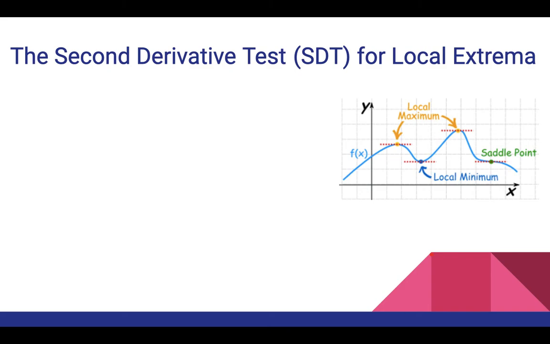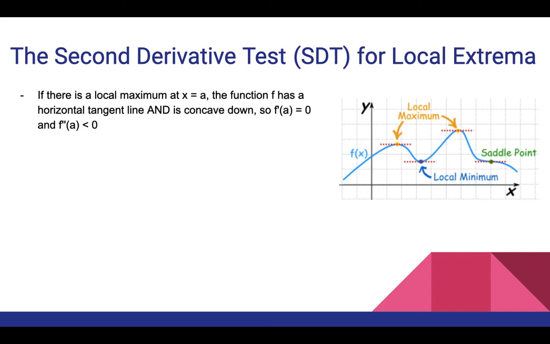Lastly, we look at the second derivative test for local extrema. If we have a function that we know nothing else about besides its value and the value of its derivative at a specific point, we can use the second derivative test instead of the first derivative test to determine whether we have a local max, local min, or neither at the point. The logic goes as follows. If there's a local maximum, let's say at x equals a, we notice that there's not only a horizontal tangent line, but also that our graph is concave down. So the first derivative will be equal to 0, and the second derivative will be less than 0.